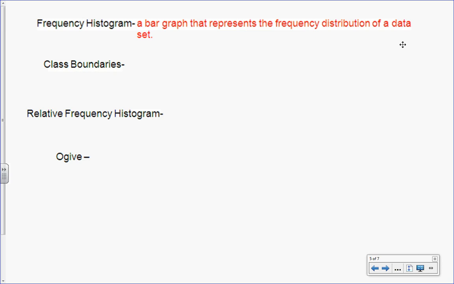And you do have some options with a frequency histogram. And once we get to the day 2 page of notes, that'll show you those differences in how you can display that.